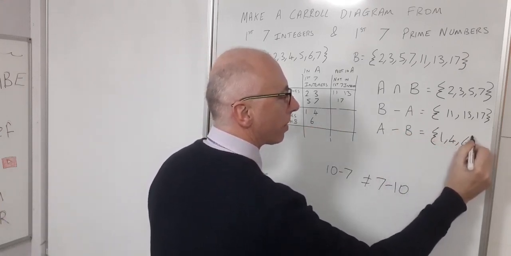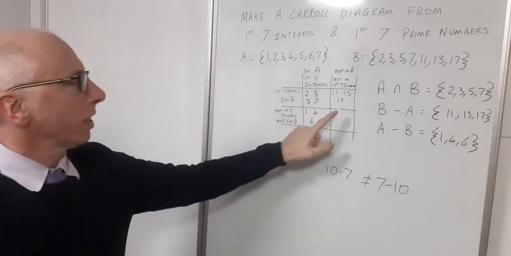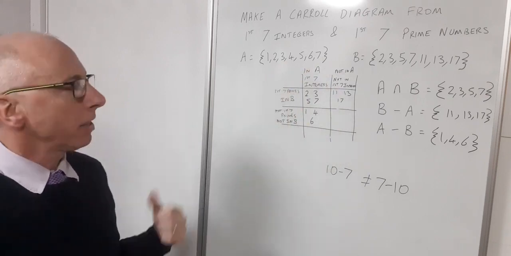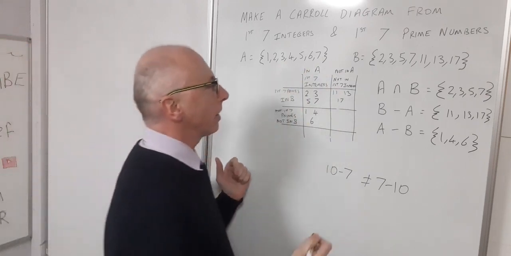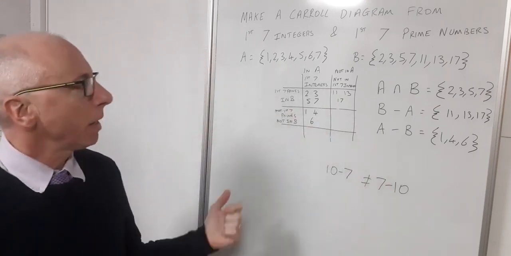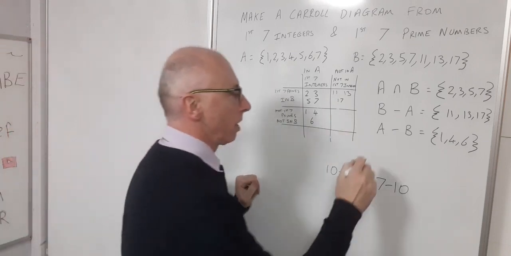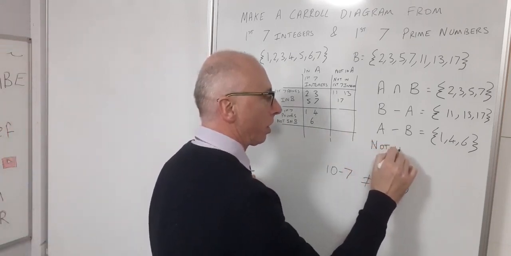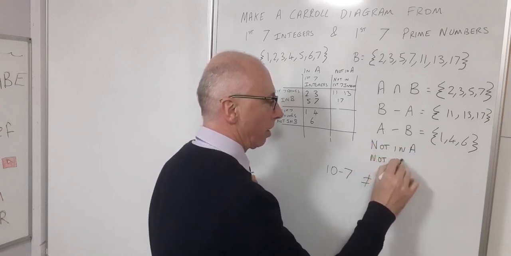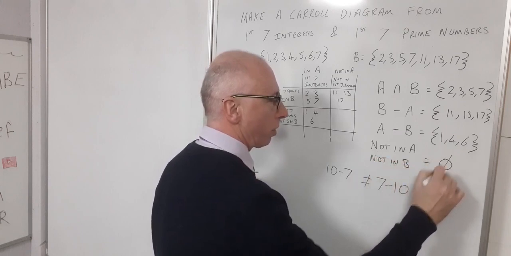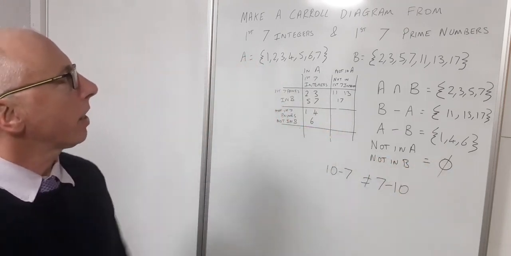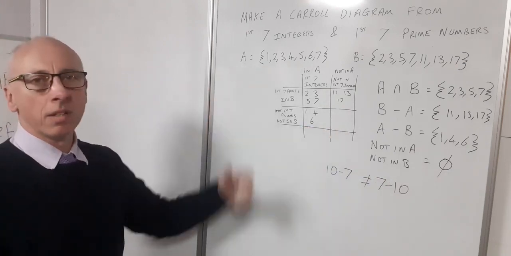Okay, now what about this one? Numbers that are not in A and not in B. Well, basically that's the empty set. We don't have any sets for that. So basically what this is here is just the empty set. So there's nothing there. So basically not in A and not in B. So I'll just write that in words so you can see not in A and not in B. This is just what's called the empty set. And that's what we call there when there's no terms to put in there. So that's our Carroll diagram for these.